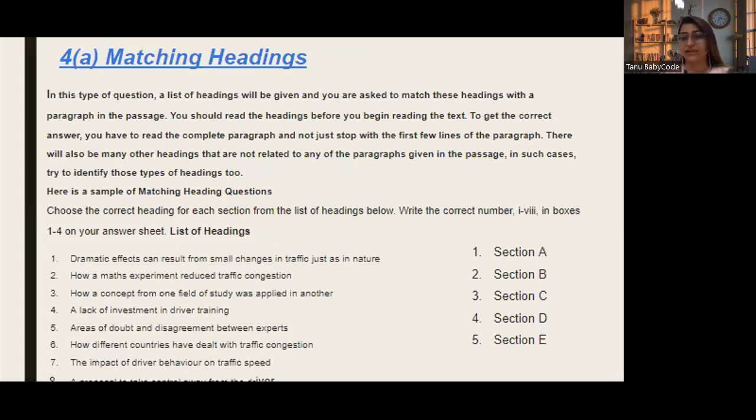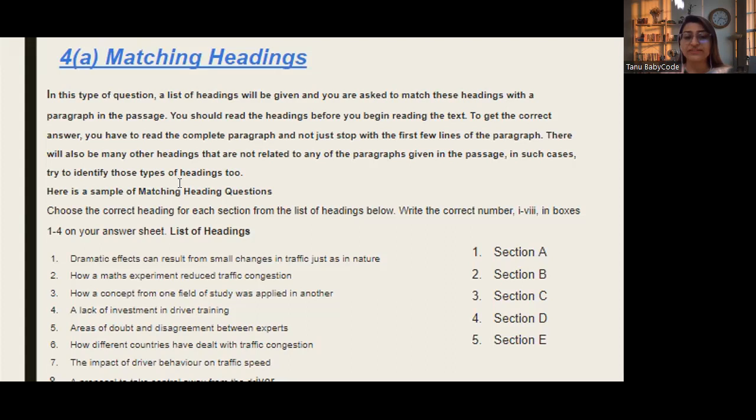Now, what is matching headings? As the name says, you have to match the headings. In the exam, in the question paper, you will have a list of headings and you are asked to match those headings with the paragraphs. You will have labeled paragraphs, as in Para A, Para B, Para C. What you are supposed to do is match the list of headings to their respective paragraphs, right? You need to read the headings very carefully and then check the paragraphs one by one, and then conclude the correct heading.